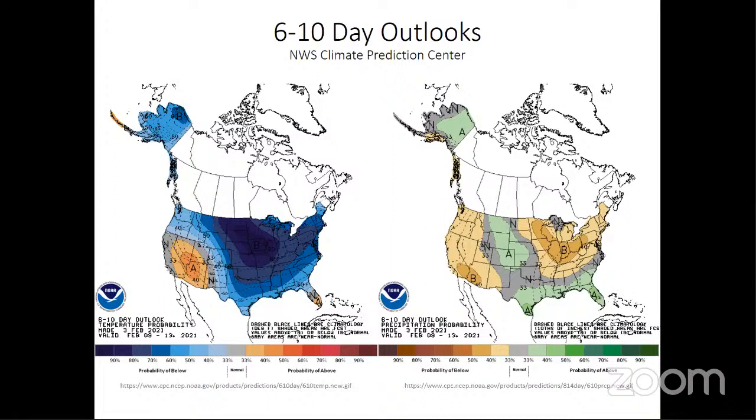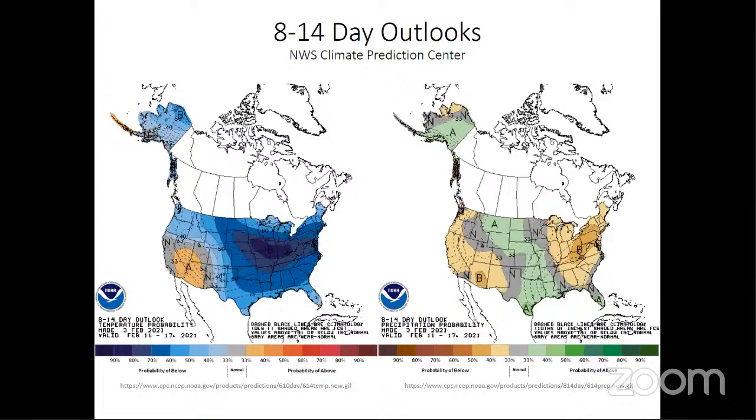And it suggests that the storm track is going to be pushed farther south. And really, we're not going to get the advantage of Gulf moisture coming up into the Ohio Valley, as long as this cold air is in place. And if we look out to 8 to 14 day, that pattern persists.